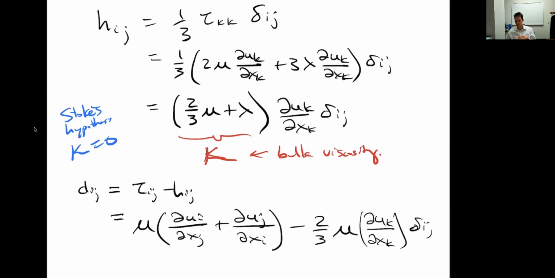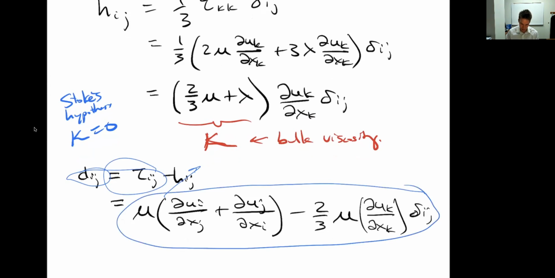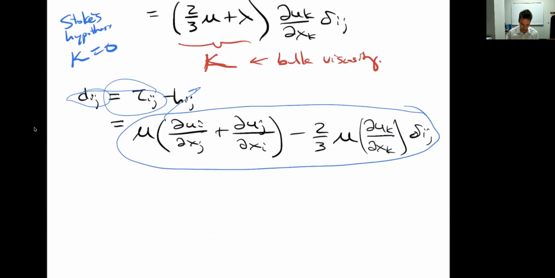The other way to think about it is that the thermodynamic pressure plus this is a mechanical pressure, and we're saying those two things are equal because this is 0. Another way to think of that is that we reach thermodynamic equilibrium pretty quickly. So if this is 0, that means my shear stress is equal to the deviatoric component. This expression here is my stress tensor, tau ij.